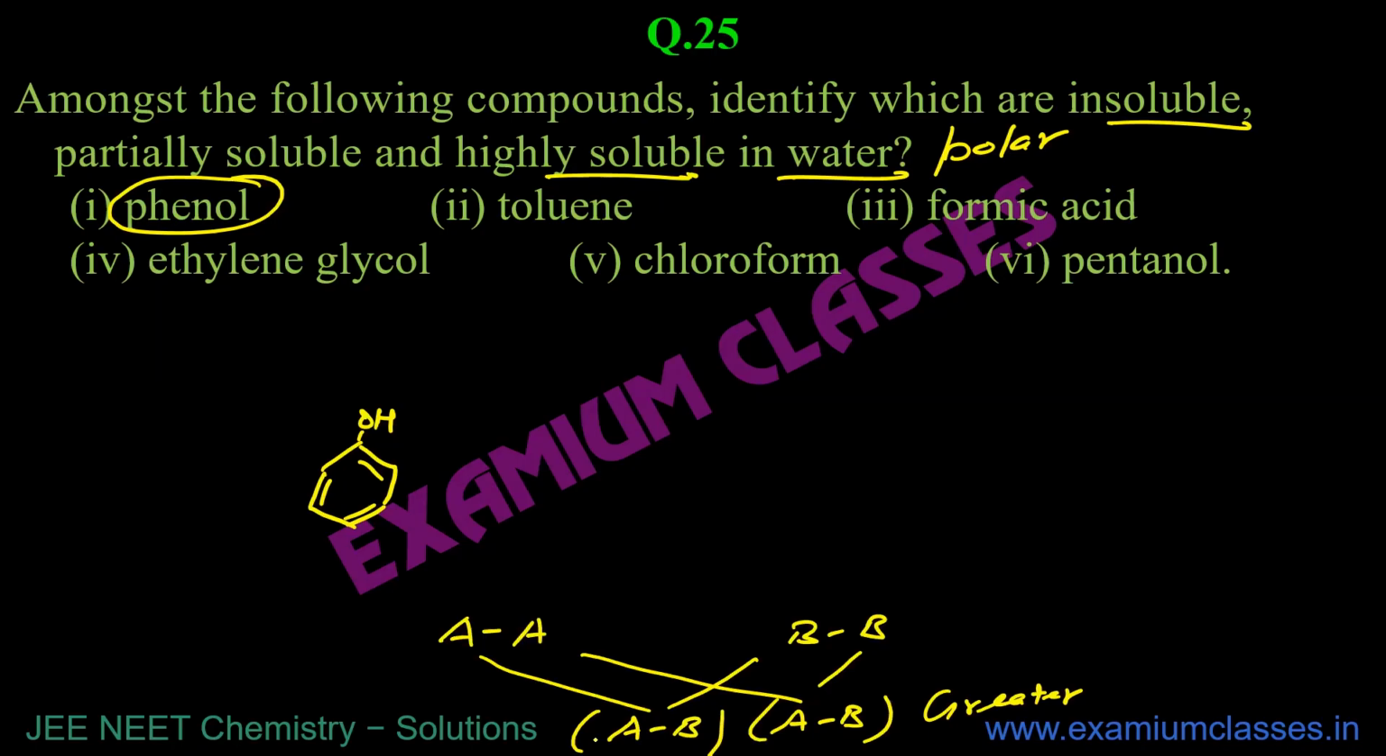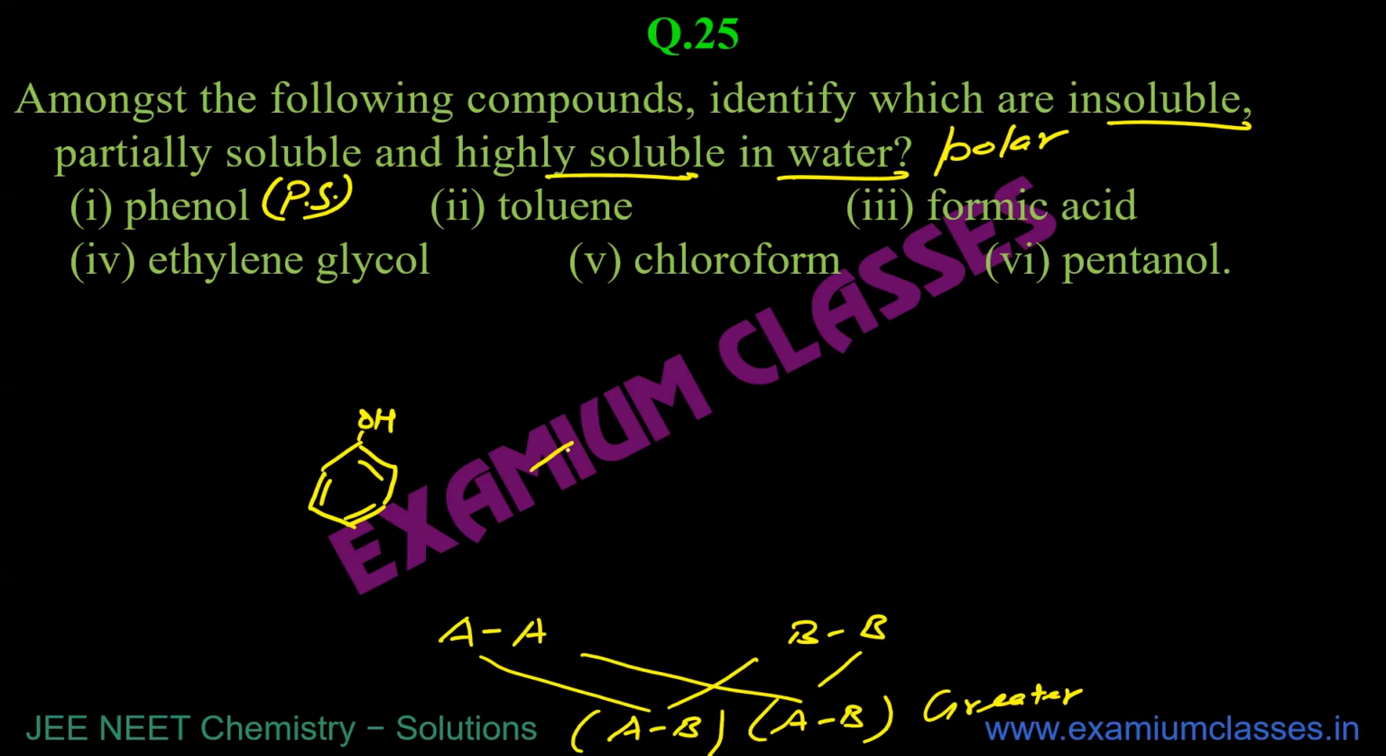So what happens in case of phenol and water? Though the OH group is there, due to the aromatic resonance, and also due to the bulkier group here, the possibility of hydrogen bonding is very less. So it will be soluble, but partially soluble. We can't say it is insoluble because there will be some hydrogen bonding. We will say partially soluble. Phenol.